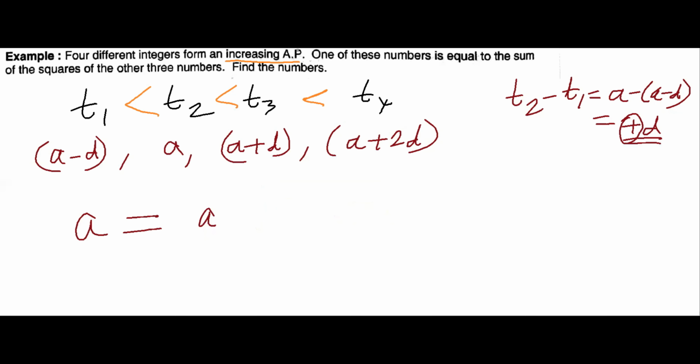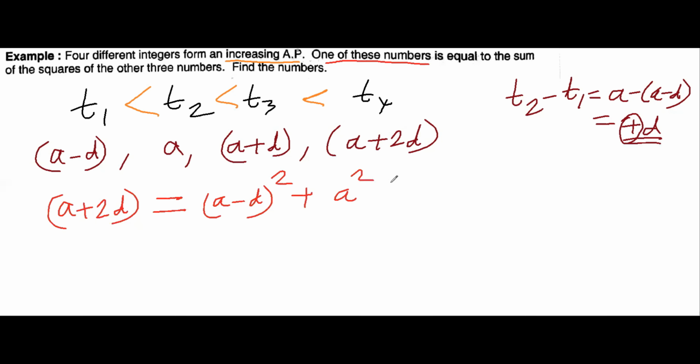So we have to select another approach. What should be the other approach? This time we are going to consider A plus 2D as one of the numbers. Okay, so I am going to choose that one of these numbers, A plus 2D, is equal to, ये equal to साइन, ठीक है, to the sum of the squares of the other three numbers। तो इसको मैं स्क्वायर कर दूंगा, ये other three numbers को मैंने स्क्वायर कर दिए। ओके, अब क्या करें?